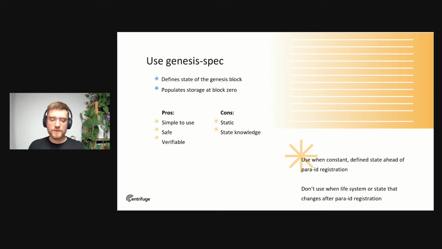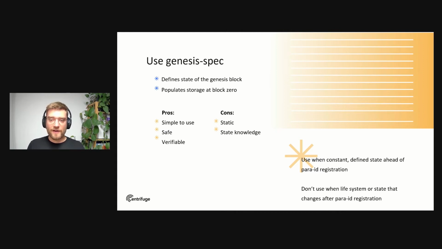You can use your genesis spec, and the genesis spec is basically where you define your state, and then at block 0, your storage gets populated, and then you have the state in your chain. And this is super simple to use. I think everybody does that because everybody needs a chain spec.